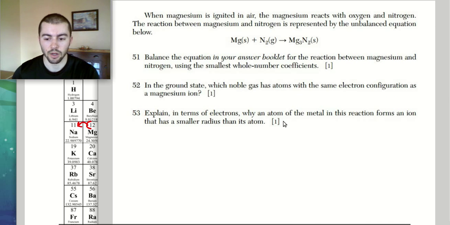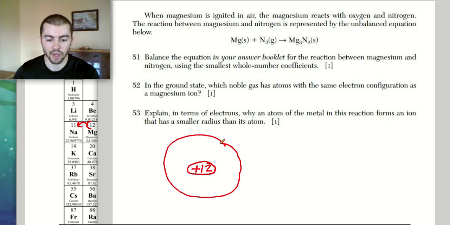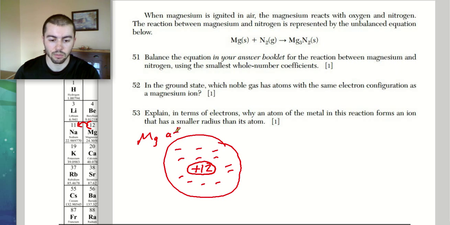Okay, and the last thing here, why would our magnesium ion have a smaller radius than its atom? And if we think about this, again, magnesium we said is atomic number 12 over here. So if we have a magnesium atom, we'll have a positive 12 charge on our nucleus. And then around here we'll have 12 electrons floating around in these electron clouds here. So this would be a magnesium atom.